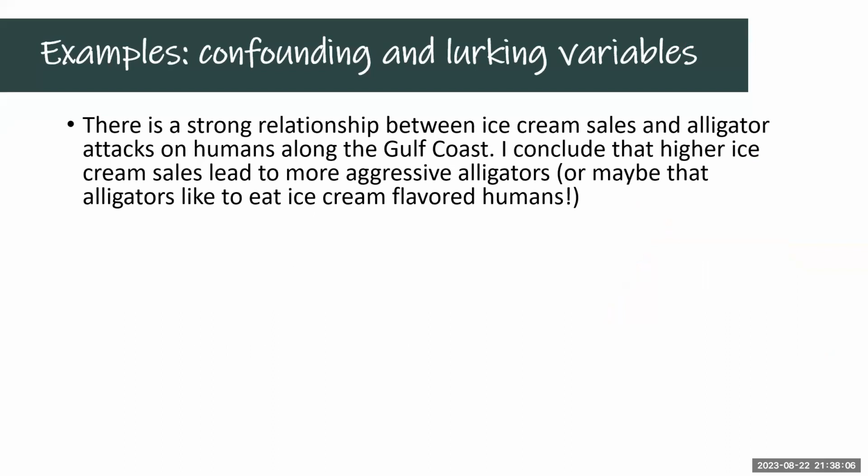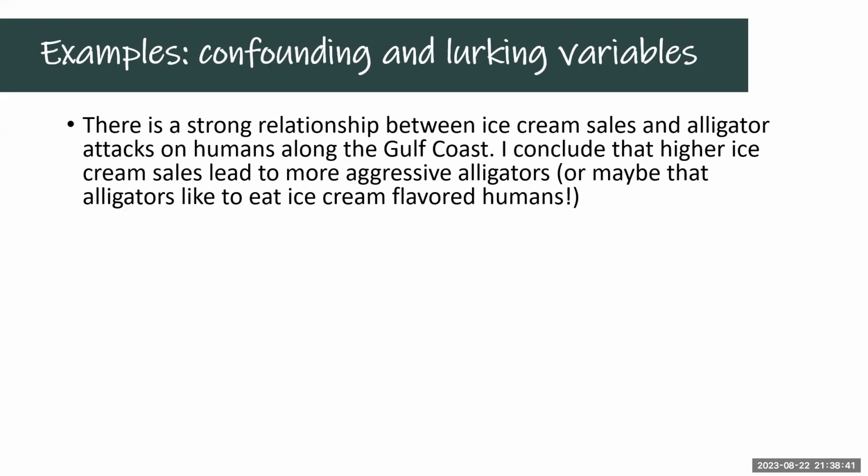So for example, I can pull a lot of data to show you that there's a very strong relationship between ice cream sales and alligator attacks on humans along the Gulf Coast in Florida. As a researcher, I conclude that higher ice cream sales lead to more aggressive alligators, or possibly maybe alligators just like the taste of ice cream flavored humans. It's a silly example, but what's wrong? Think closely. Are the alligators actually going off the ice cream? No, it has nothing to do with the ice cream.